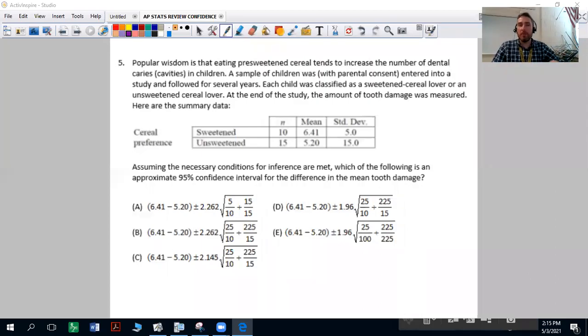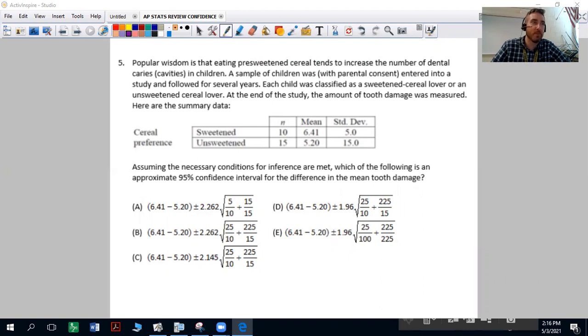Question 5. Popular wisdom is that eating pre-sweetened cereal tends to increase the number of dental cavities in children. A sample of children was, with parental consent, entered into a study and followed for several years. Each child was classified as a sweetened cereal lover or an unsweetened cereal lover. At the end of the study, the amount of tooth damage was measured.